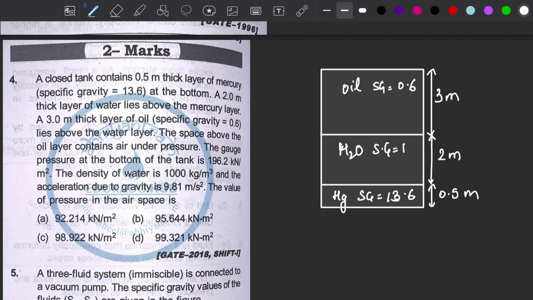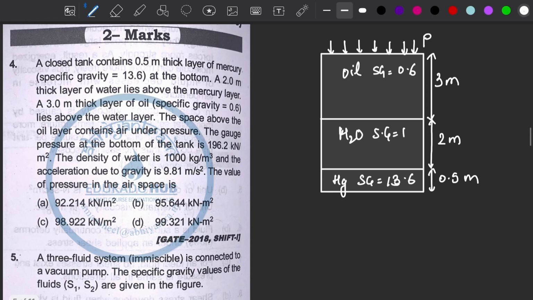Now they want us to calculate, and after that the thing is given that the space above the oil layer contains air under pressure. So there is air which is under pressure, let's say P. Gauge pressure at the bottom of the tank is 196.2 kilonewton per meter cube. Value of the pressure in the air space we need to calculate. So the pressure P we can write as, from the bottom the pressure is 196.2 kilonewton per meter.